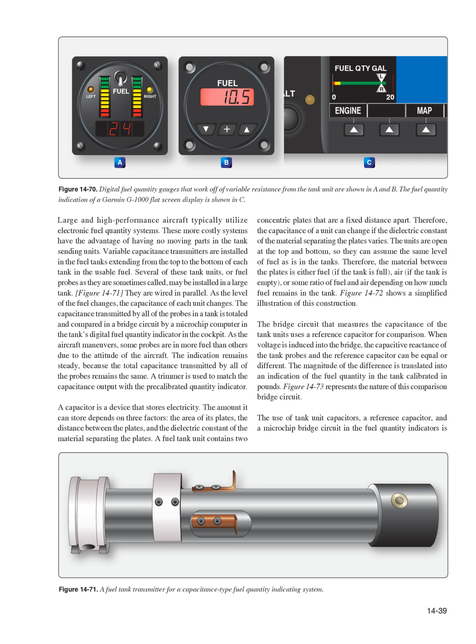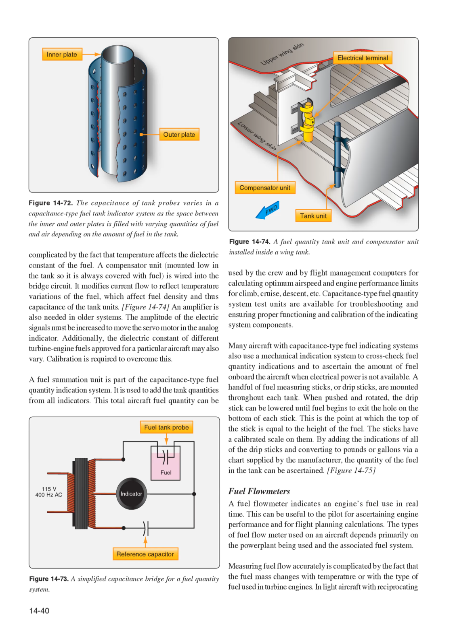The use of tank unit capacitors, a reference capacitor, and a microchip bridge circuit in the fuel quantity indicators is complicated by the fact that temperature affects the dielectric constant of the fuel. A compensator unit, mounted low in the tank so it is always covered with fuel, is wired into the bridge circuit. It modifies current flow to reflect temperature variations of the fuel, which affect fuel density and thus capacitance of the tank units. Figure 14-74. An amplifier is also needed in older systems.